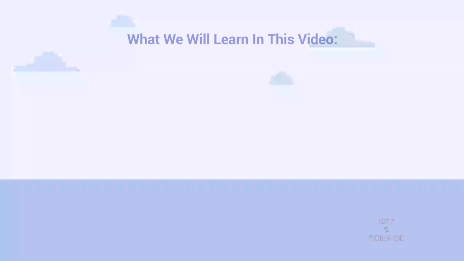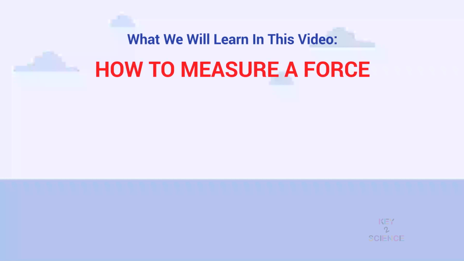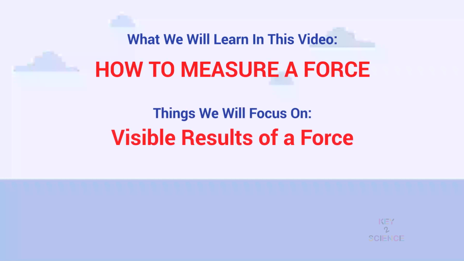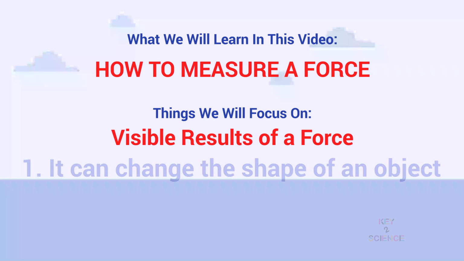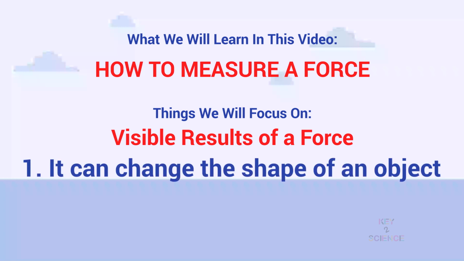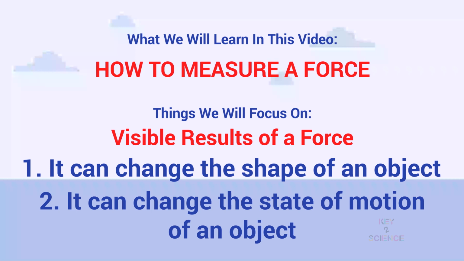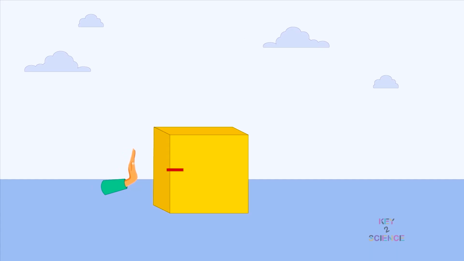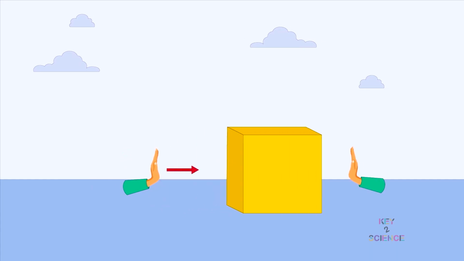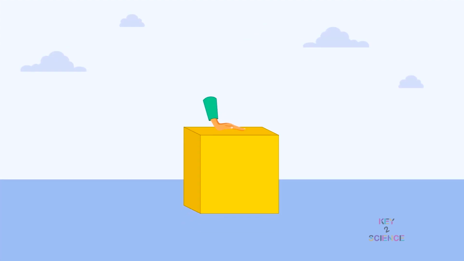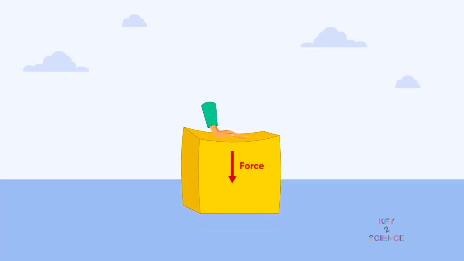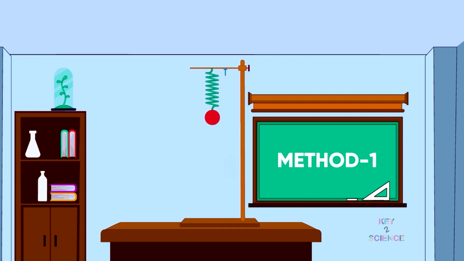Hi guys, in this video we'll learn how to measure a force. We know that force has two visible results. One, it can change the shape of an object, and two, it can change the state of motion of an object. It brings an object into motion and it can stop a moving object. We have already studied one method of measuring force in part 1. In the first part, we measured the force depending on its ability to distort objects.